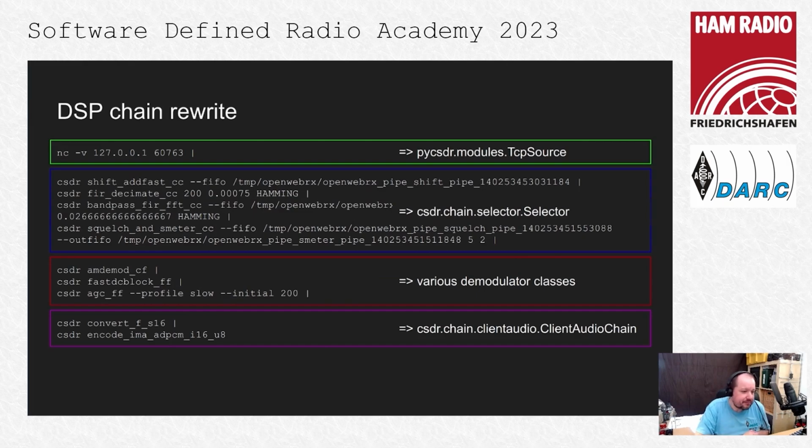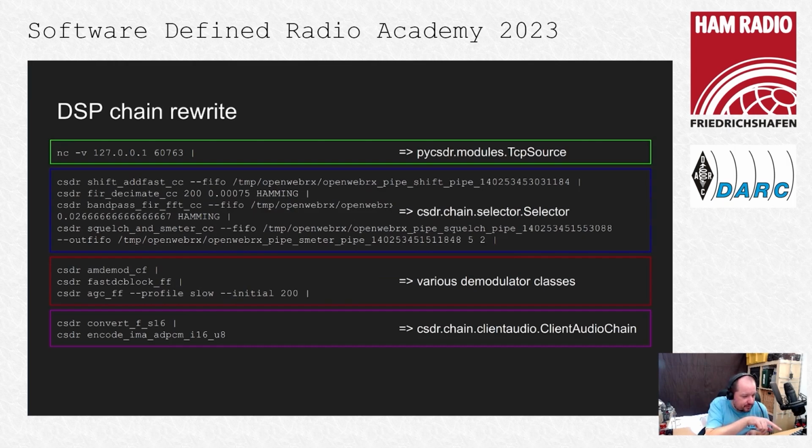The red box, I've picked this example to be an AM demod, which is an AM signal simply because it's one of the simpler ones. That does the AM demodulation. It does a DC blocker and an AGC. That's basically the actual demodulation of that signal. And the red block could actually be something else, depending on what modulation you're selecting.